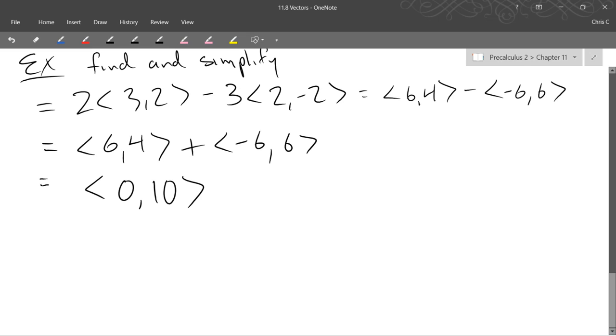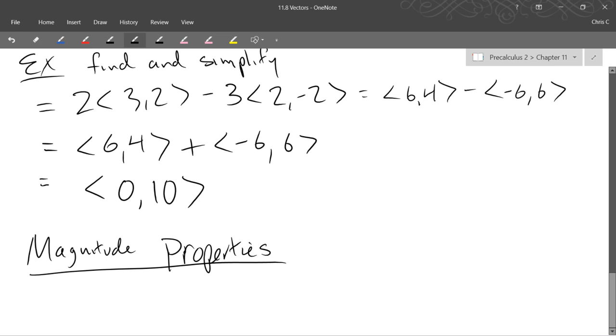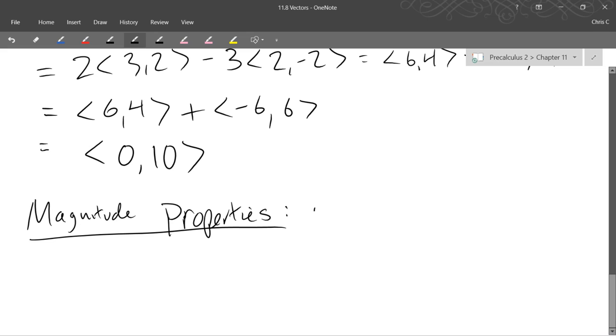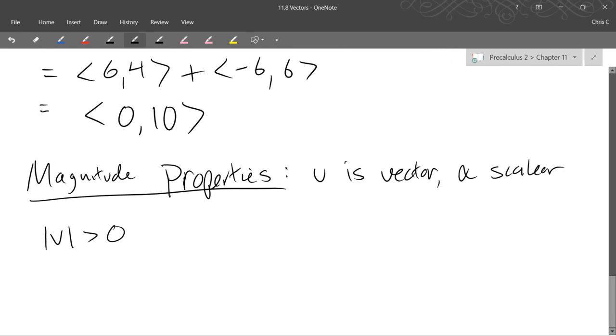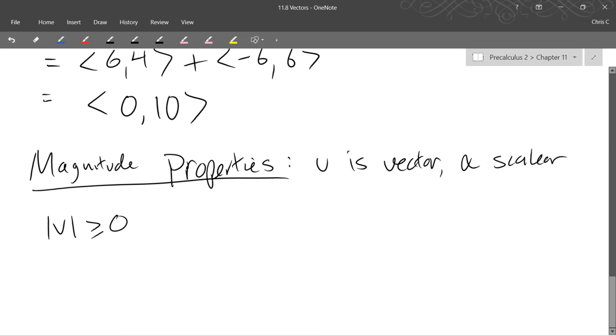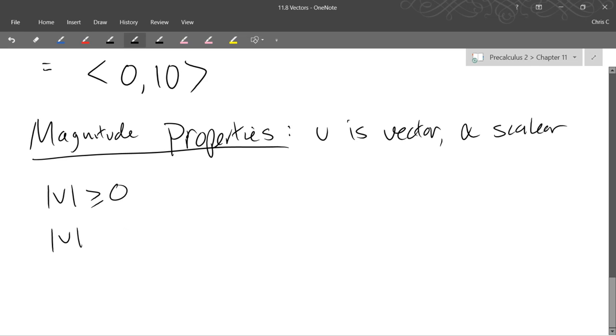Now we can write down modulus properties or magnitude properties. So v is a vector, we're going to go with alpha as a scalar. No matter what, magnitude is going to be zero or more, so you can't get negative magnitude. What happens if your magnitude is zero? What can you say about the vector? You know quite a bit about that vector.